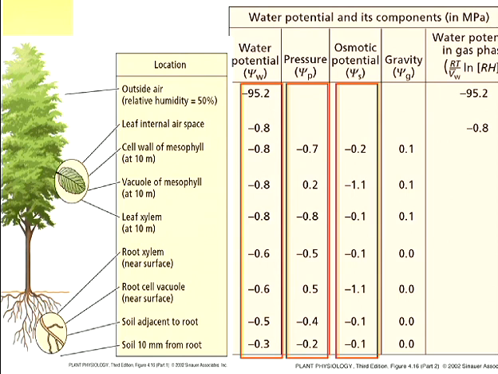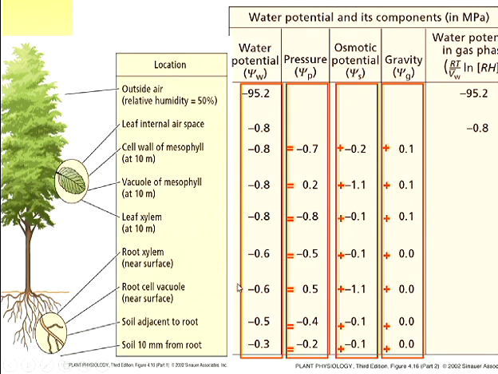So hopefully you see that it makes sense. You see some pattern there. And then gravity kicks in above 10 meter, and you see it's a positive value, 0.1 megapascal per 10 meter. And the overall water potential is the sum of those components. And you already know that formula, psi equals psi p plus psi s. And in this case, psi g also is a component above 10 meter. So you can add them up in each case.